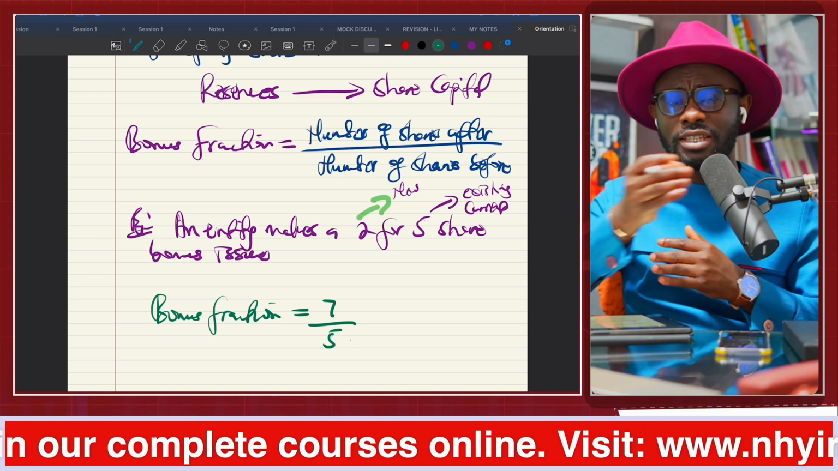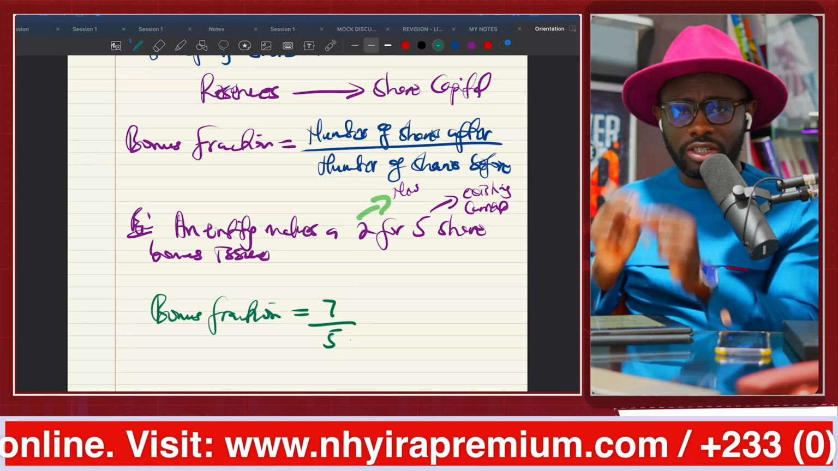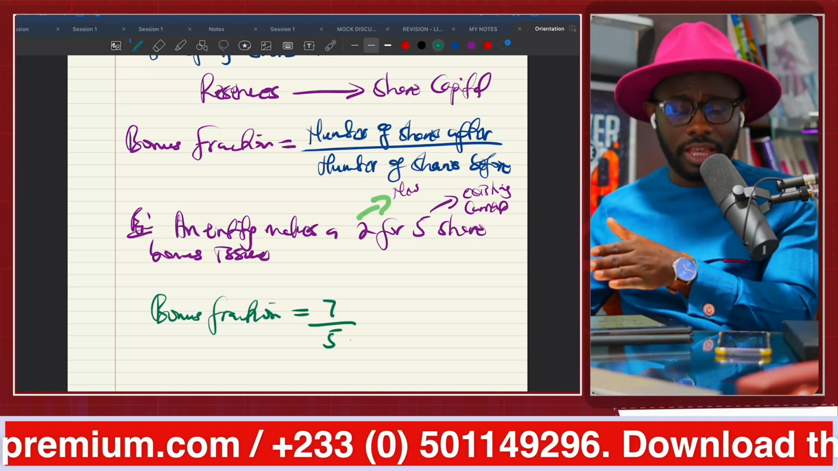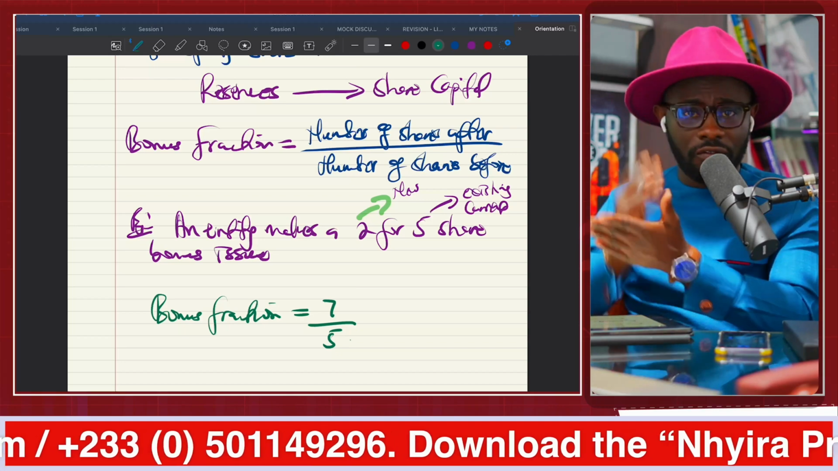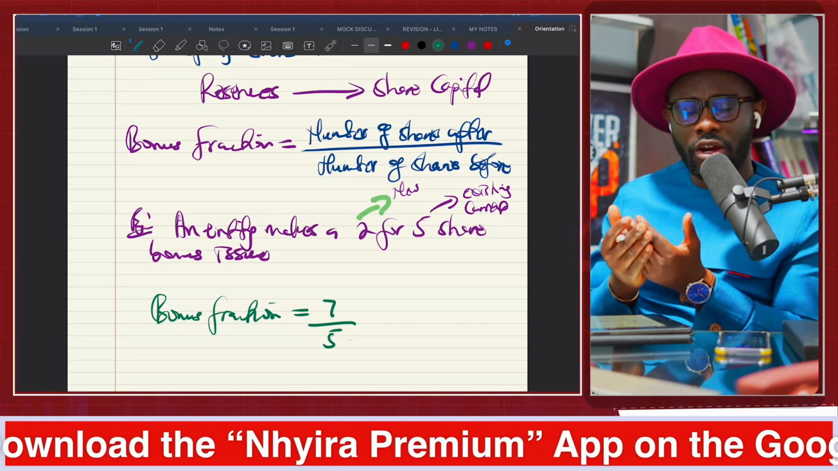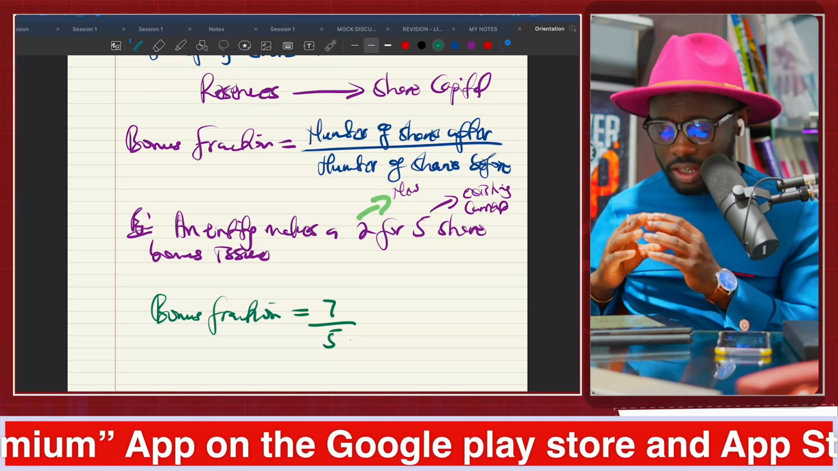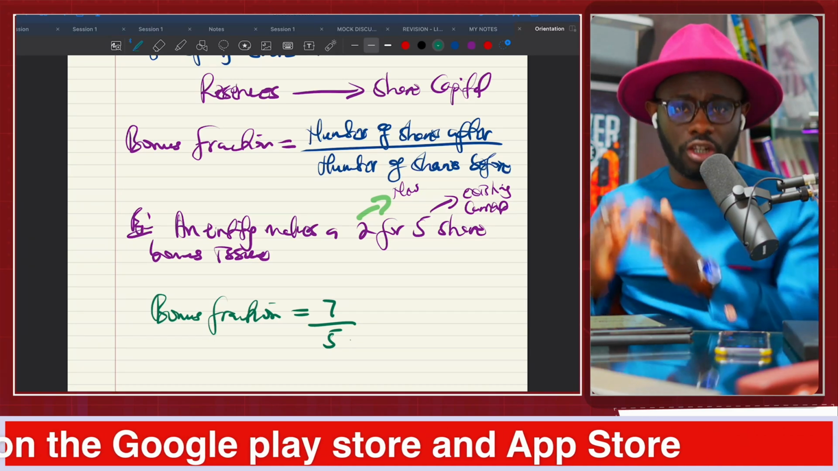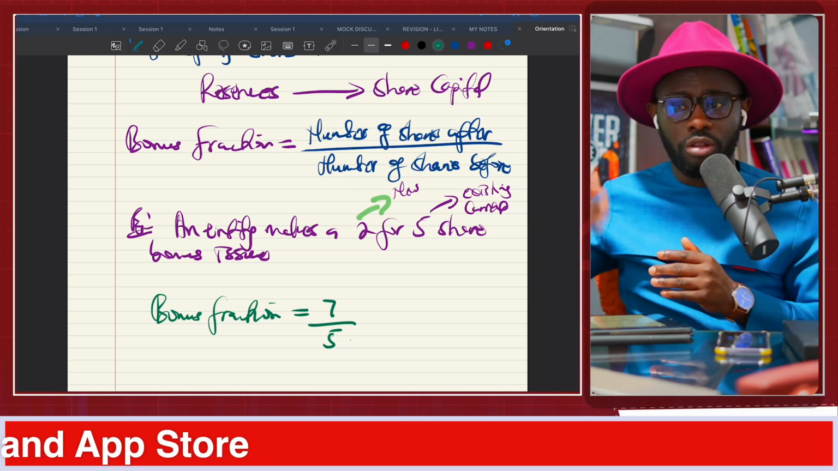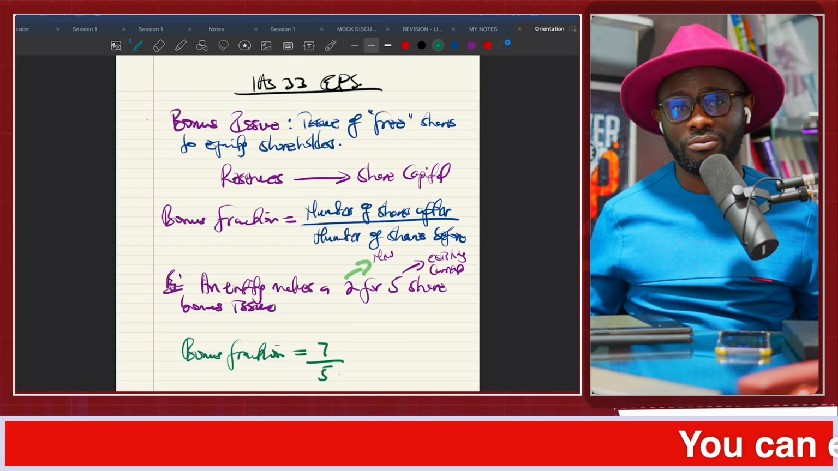And like we discussed under the right issue, the bonus fraction will only affect shares prior to the issue. So the same principle applies here. The bonus fraction affects shares prior to the issue. So the total number of shares after the issue will not be affected by the bonus fraction. Only the number of shares existing prior to the issue will be affected. That is the idea about bonus issue.